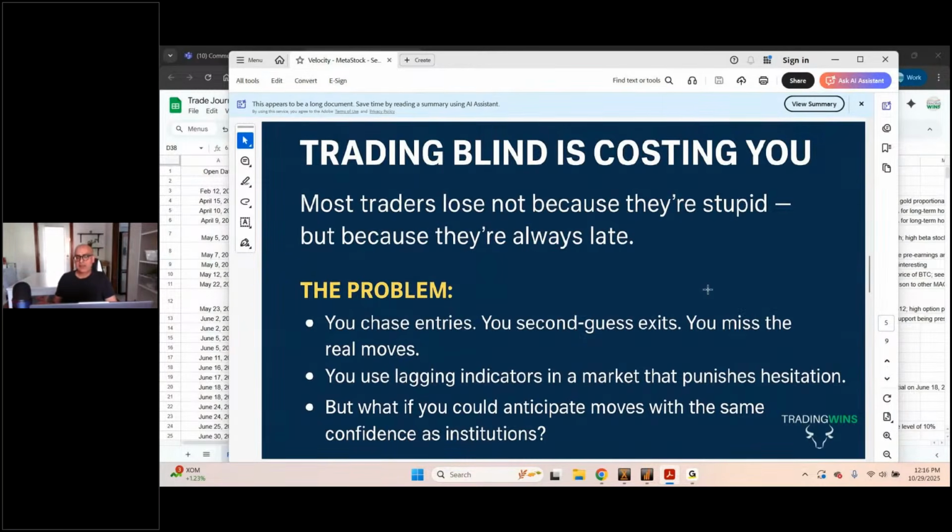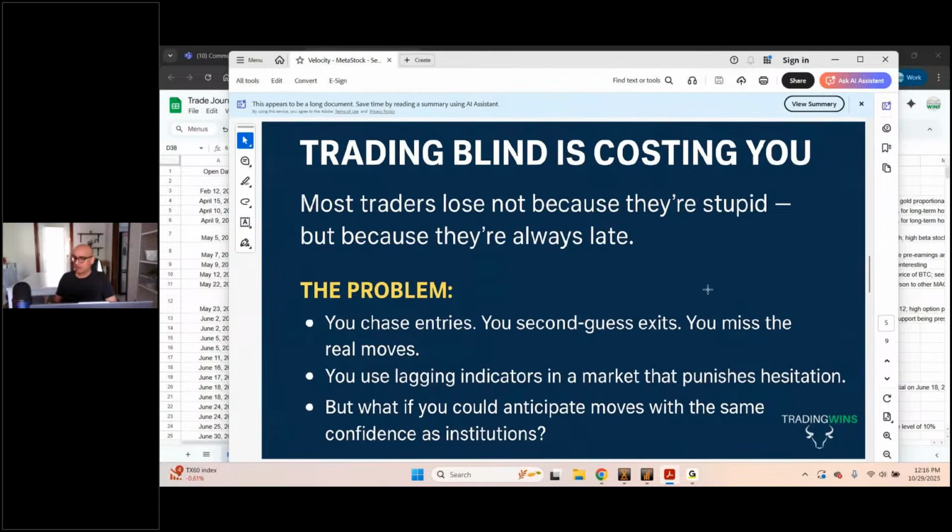If you're having trouble sleeping at night because your position has gone up and you're worried that it might come back, one, your money management is off. And two, you're clearly not structuring these trades in a way that makes you comfortable.